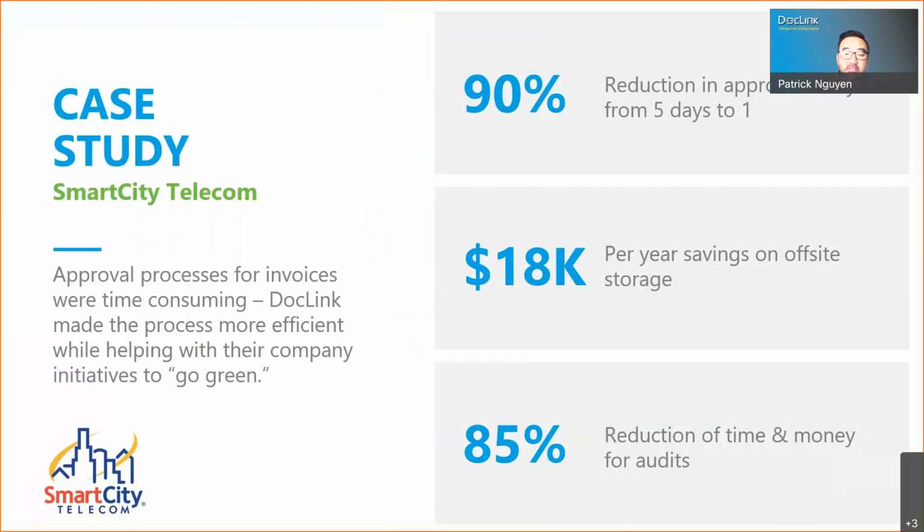As a communications company, Smart City Telecom is required to store invoices for a longer period of time than most other companies. So simply with having DocLink in place, they were able to reduce their approval delays, which averaged 5 days or more, to 1 day. They also save in terms of offsite storage costs, in the total of around $18,000 a year. And really the key thing here is reduction of time and even money for their audits. So 85% reduction in time and in cost for their audits. Huge, huge benefit for this customer.